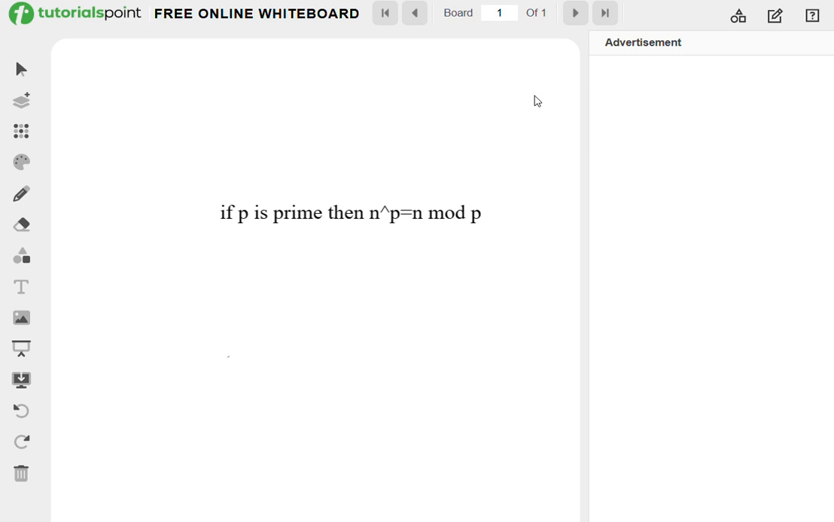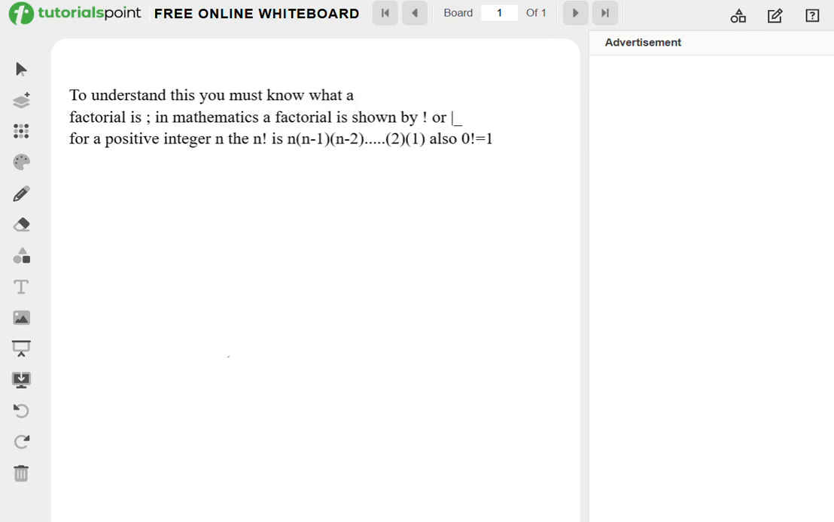Now the next one is Wilson's theorem, okay? To understand this, you must know what a factorial is. In mathematics, a factorial is shown by the exclamation mark sign or just two lines making an L shape below the number. So you write the number here and you write the exclamation mark after it. Okay, you can use either of the signs. Mostly we use the exclamation mark sign.